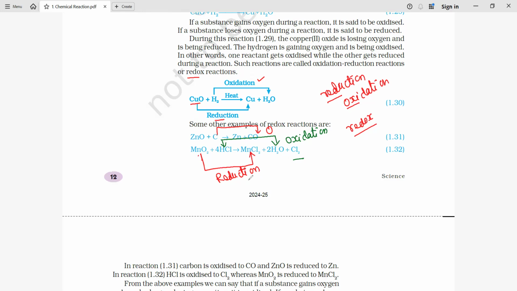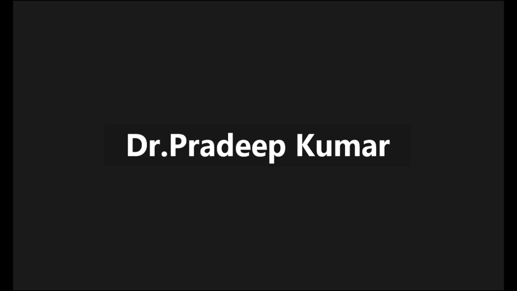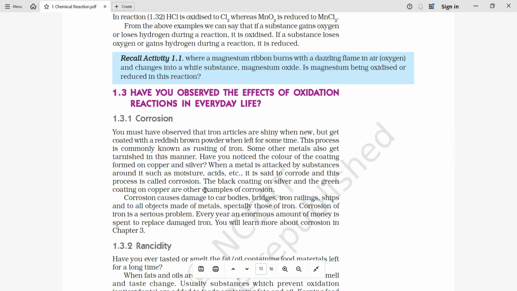So like this we have oxidation and reduction that occur simultaneously. Now further we have a discussion about more of oxidation and reduction here. So now, at last, we have: what is the effect of oxidation or reaction in day-to-day life?